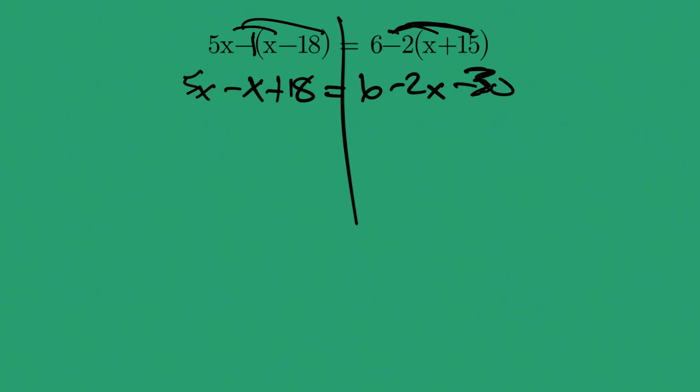All right, left side of the equation. Is there anything over there that we can combine? 5x, which would be a total of what? What's 5x minus 1x? 4x. Combine like terms. 5x minus 1x is now 4x plus 18.